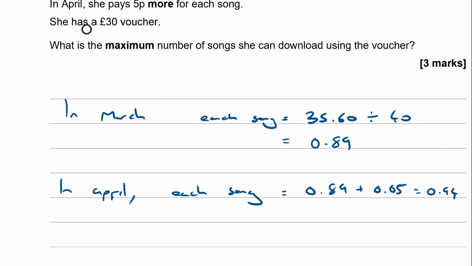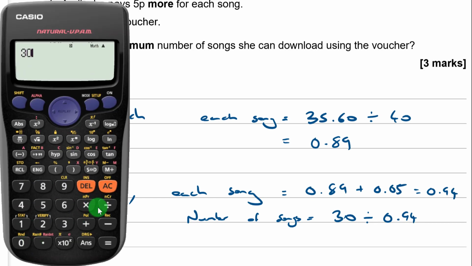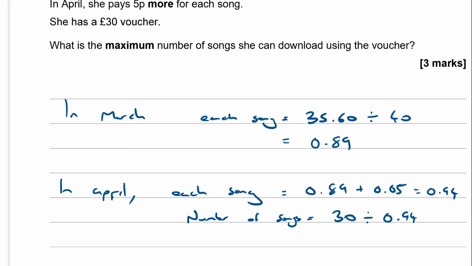Okay, so the number of songs is going to be the £30 voucher divided by the cost per song, which is 94 pence. So according to my calculator, 30 divided by 0.94 gives me 31.9. Well, quite a horrible looking number after that. So I'm just going to round it off to 31.9 songs.